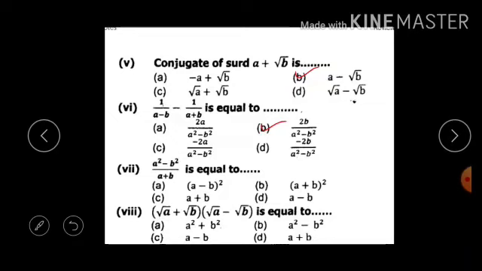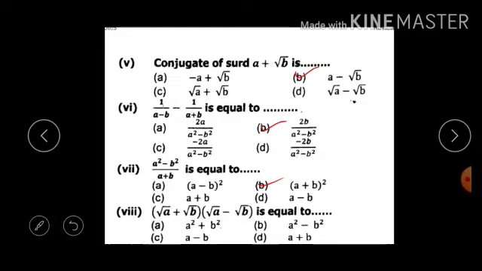Part 7. A square minus B square divided by A plus B is equal to option A, A minus B whole square. Option B, A plus B whole square. Option C, A plus B. Option D, A minus B. So the answer is B, A plus B whole square.